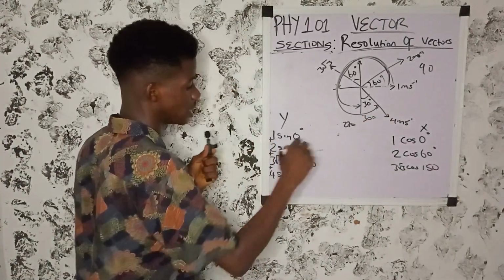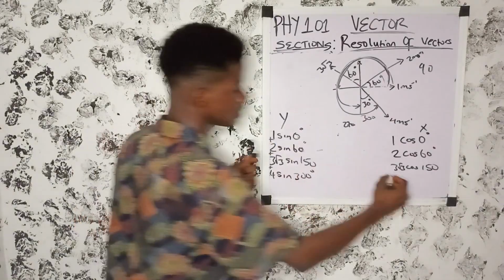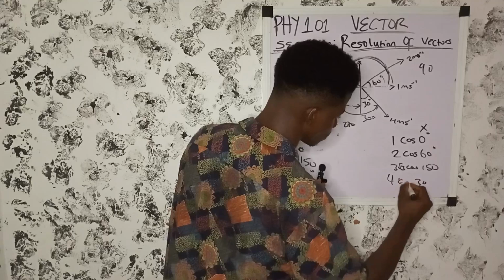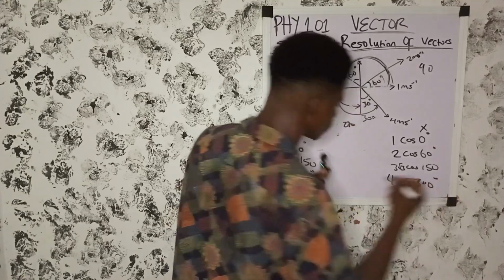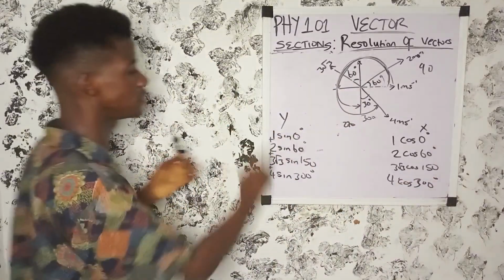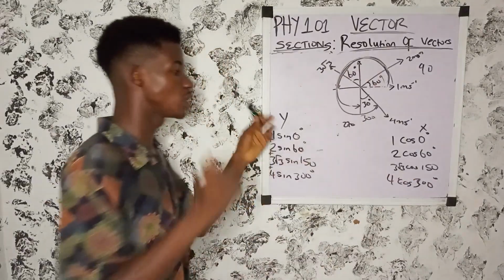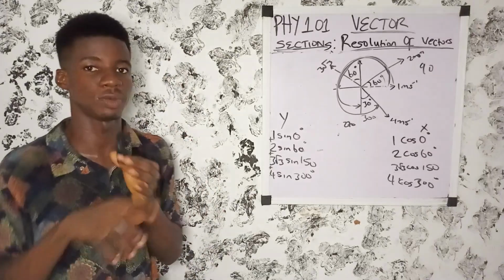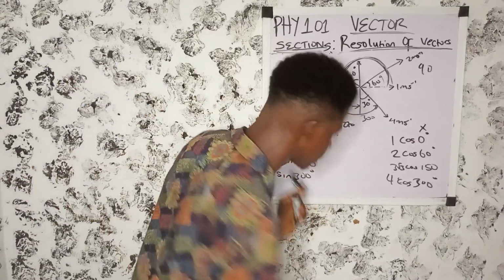So the right angle here is 300 degrees. Then we'll go here, 4 sin 300. I mean, 4 cos 300 degrees. We add everything here. Once we get our y and once we get our x, we take the square of both of them, then we take the square root. We get our resultant.